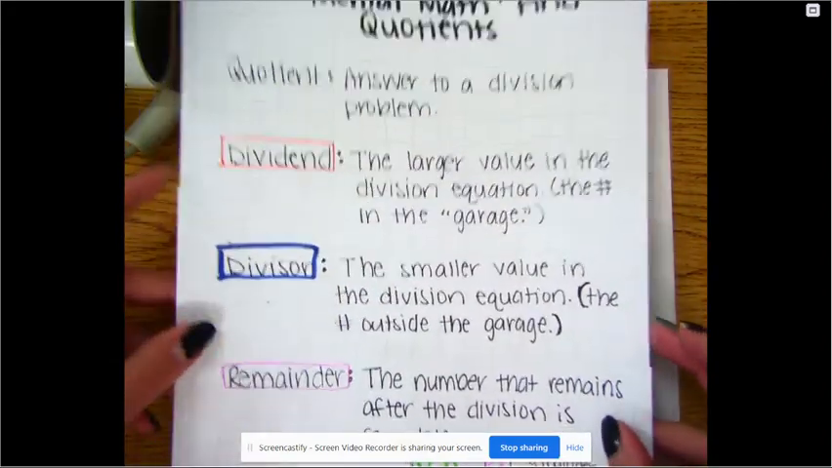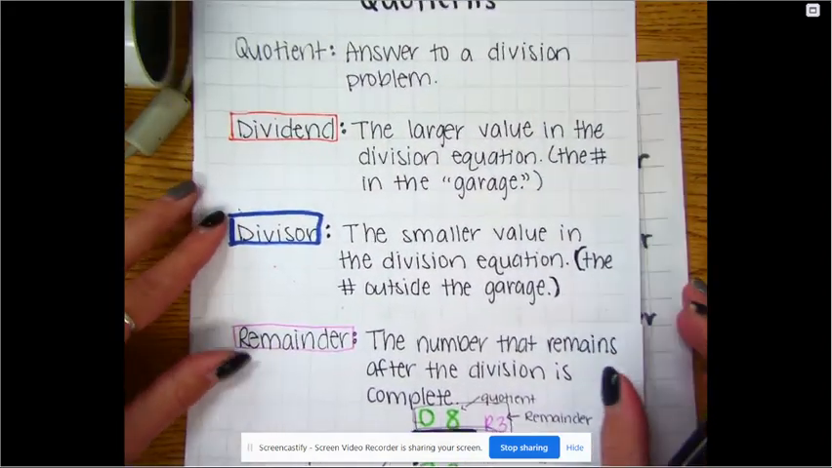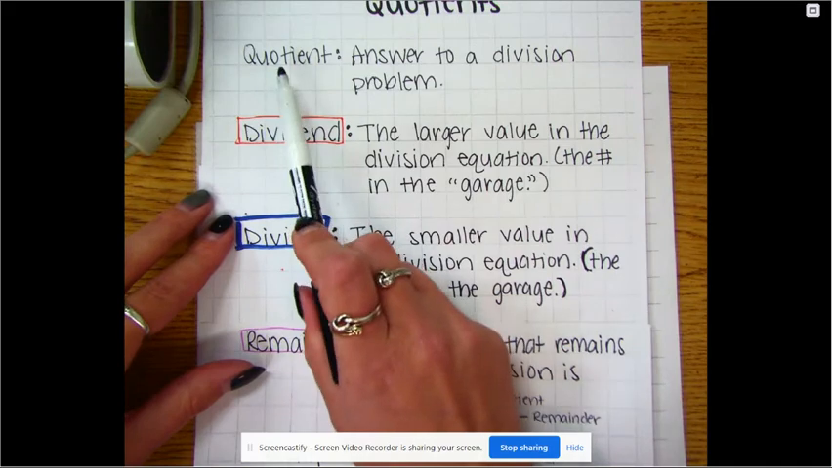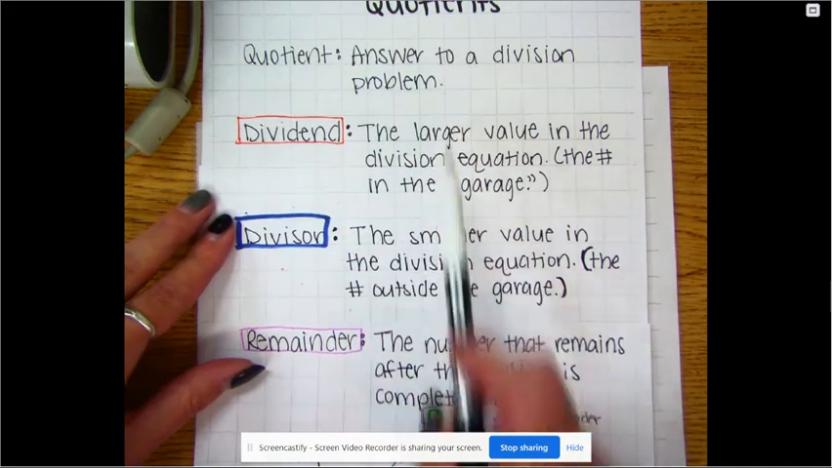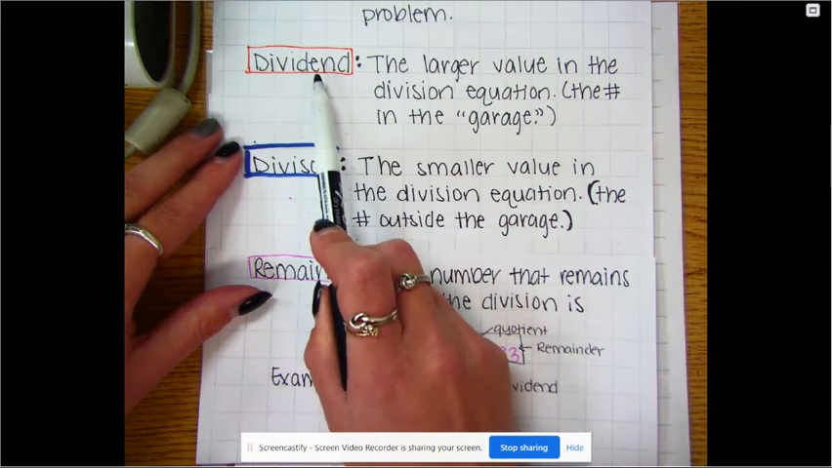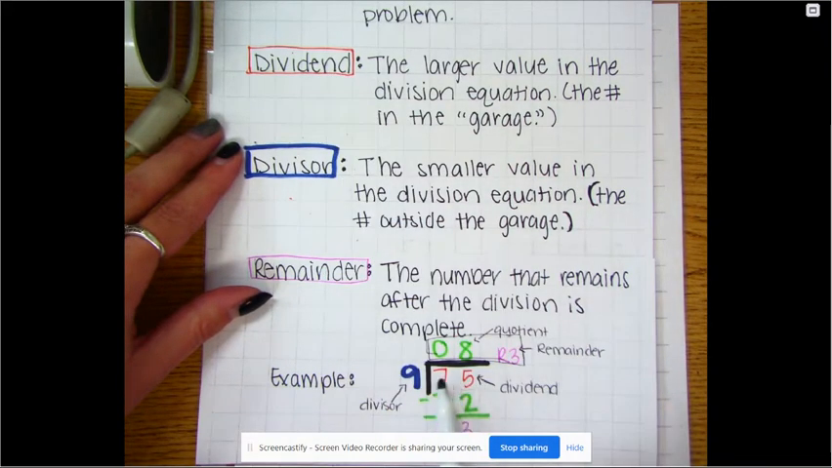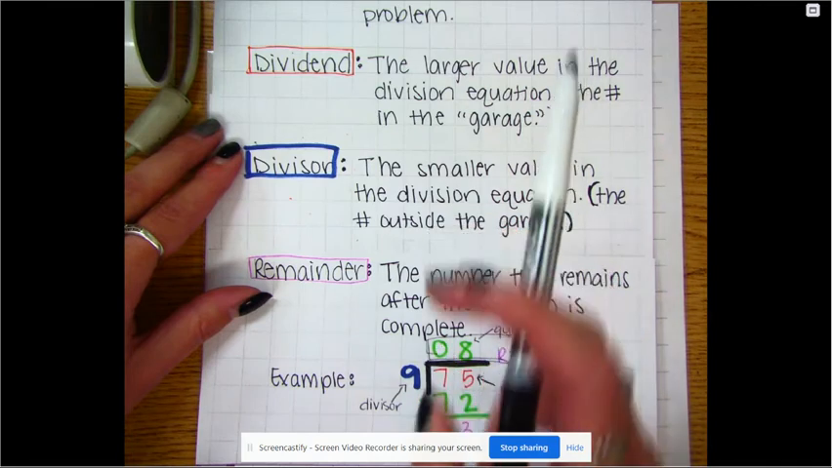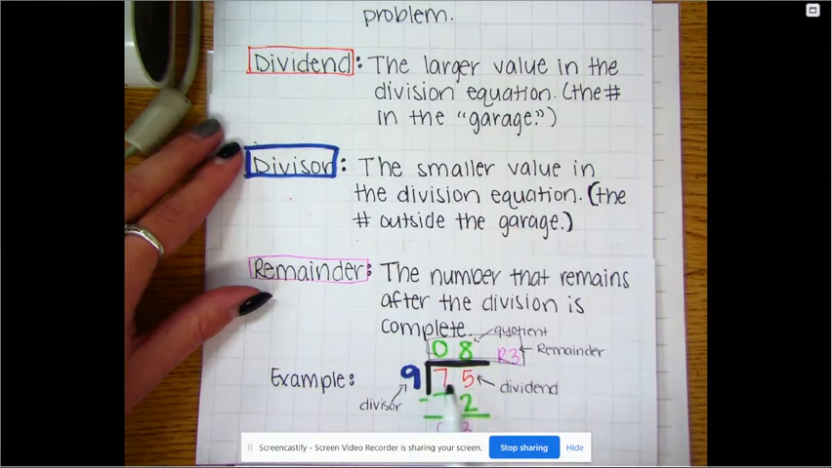And let's look back at this paper at some of these vocabulary words. So we know that a quotient was the answer to my division problem. It's what's at the top of my division problem. The dividend was the large number, the large value in my division equation. It usually goes in what I call the garage. I think of it like a car. The expensive car, the higher value car goes in the garage.